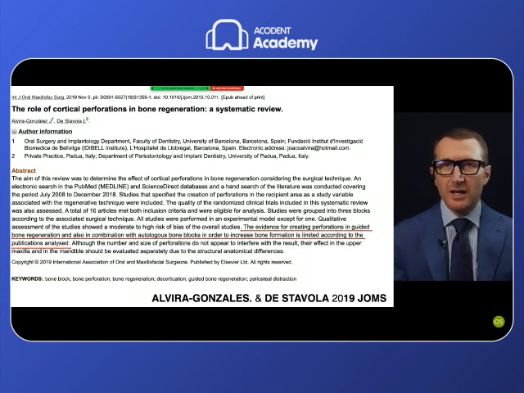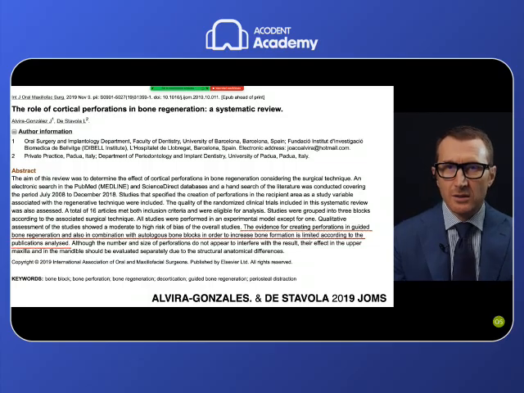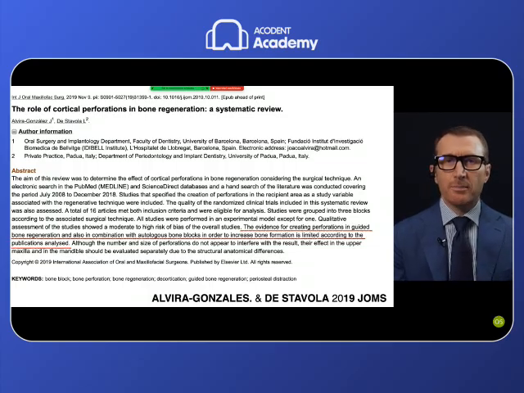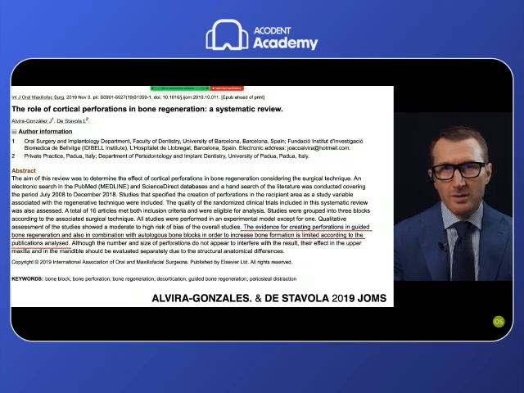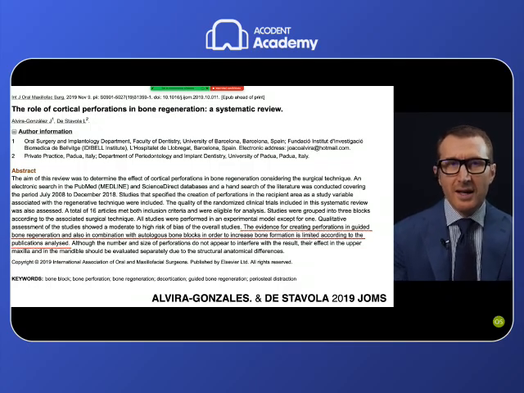Are these perforations improving the vascular support on a site? Are they improving the final result? It is still under discussion, meaning that we published in 2019 a systematic review of the literature till 2018, and there was really no strong evidence that perforating the recipient site will improve the new bone formation in the grafted area.